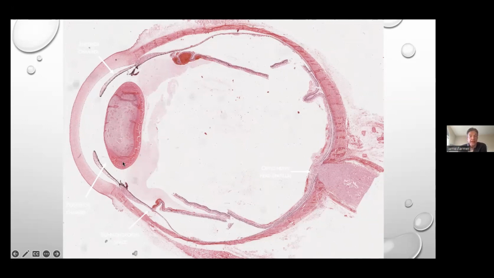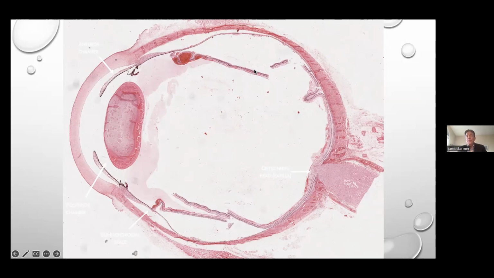This is the lens. The suspensory ligaments are usually gone when we do sectioning. This is the ciliary body here. And then this is the retina. And this is the choroid. This is probably an artifactual retinal detachment.